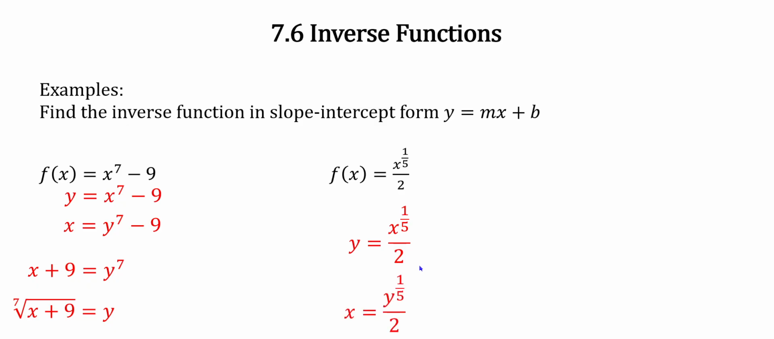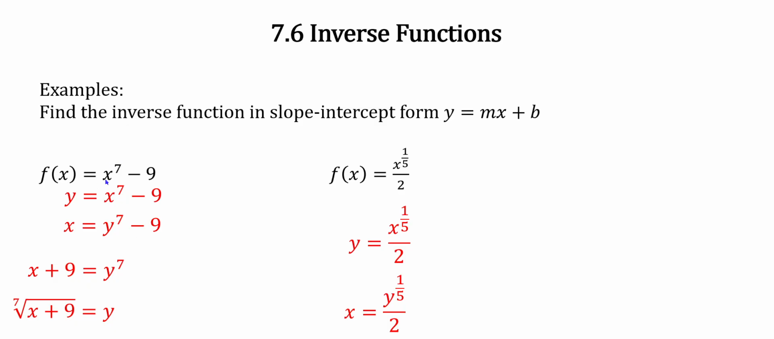Okay. Switch x and y. Now I'm going to multiply both sides by 2. Then simply raise both sides to the 5th power. And even Delta Math is going to let you leave it like that. So there you go. Now I hope you start seeing a pattern here, especially with these. We started out with just x to the 7th, but we ended up with everything being to the 7th root. Here we started with just x being to the 1/5 power. We ended up with everything being to the 5th root or the 5th power.